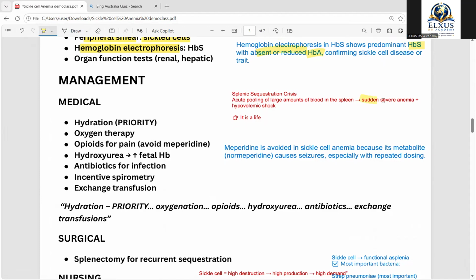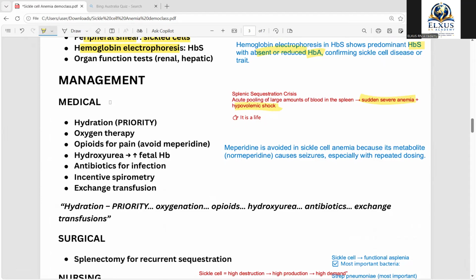It can lead to what? Severe anemia. That means the concentration of Hb is low in the blood, and it can lead to hypovolemic shock. It's a life-threatening complication. That means the splenic sequestration crisis is a life-threatening complication of sickle cell anemia.